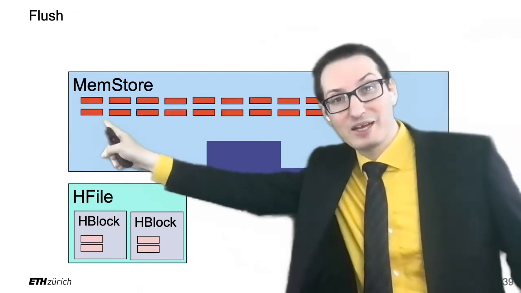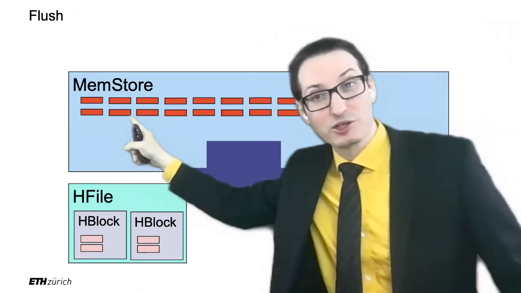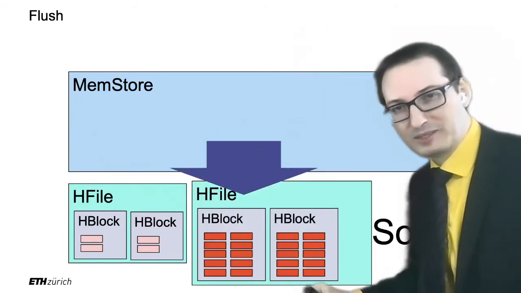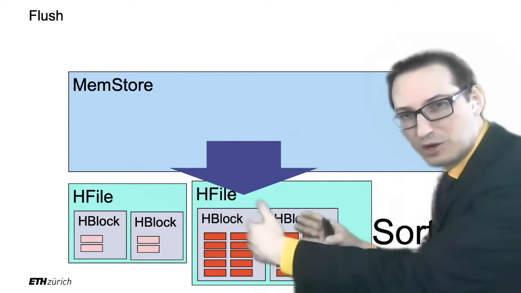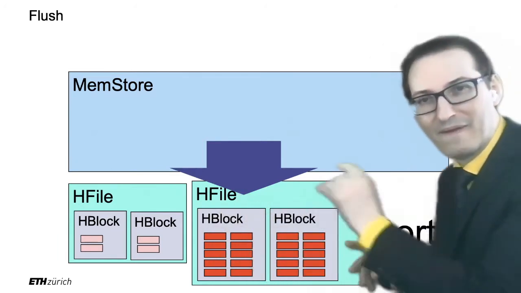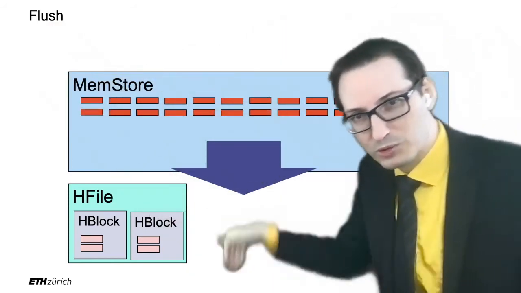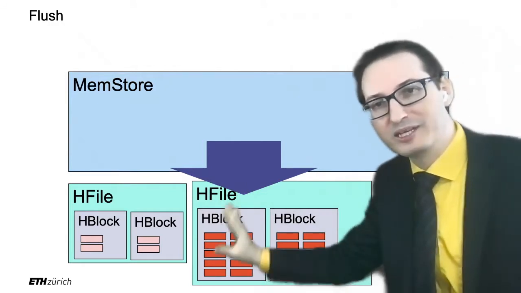And that, of course, implies that we sort the key values. Actually, we keep them sorted in memory. And that way, we just need to write them down in the order. And here we create the HBlock, the index, and so on. And we create a new HFile. The name of that is called flushing. We basically flush the memory. We flush all the key values to one HFile on HDFS.